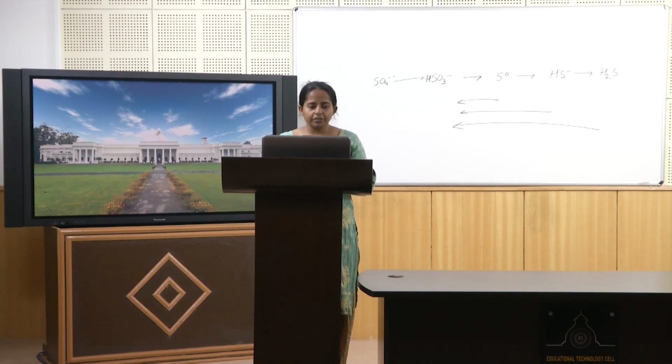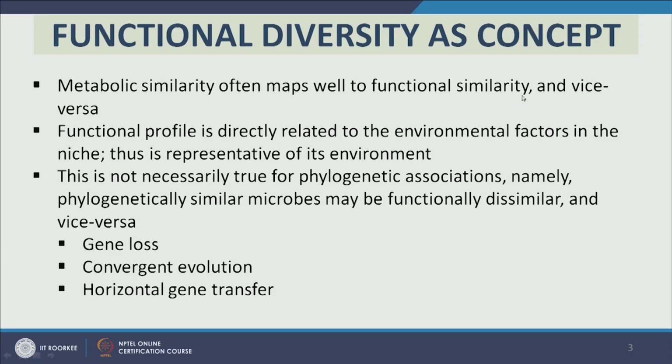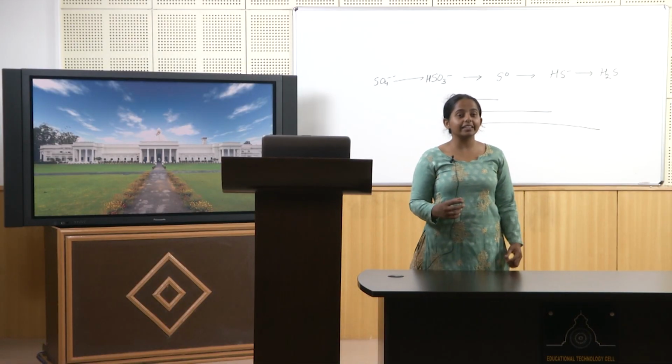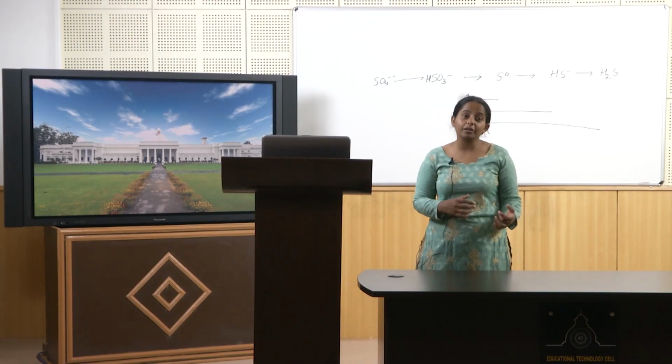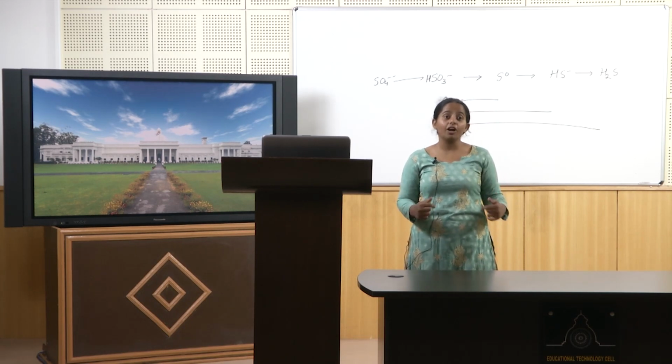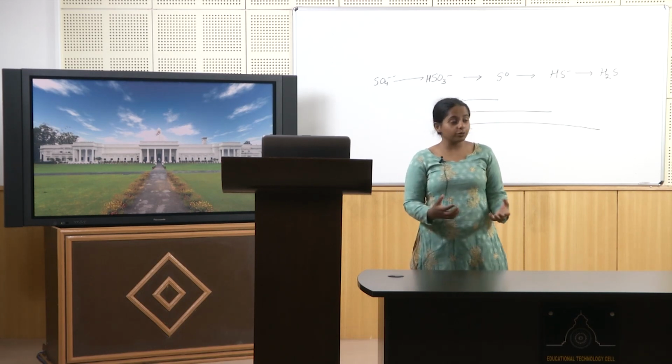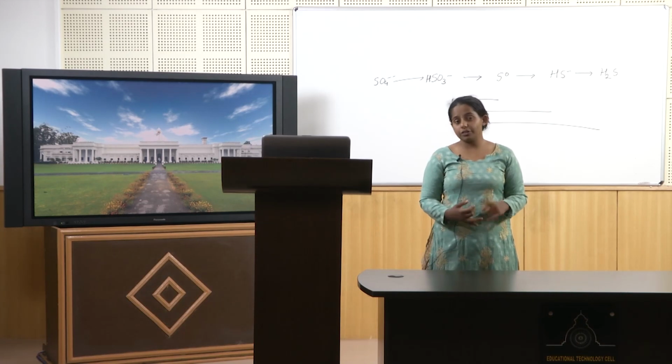Alrighty. So, let us look here. Metabolic similarity often maps well to functional similarity and vice versa. Why would this be so? Okay, let's think about it this way. When I talk about metabolic similarity, I am talking about how a microbe utilizes the energy available from redox reactions happening within its cell or outside itself to sustain itself and to grow.